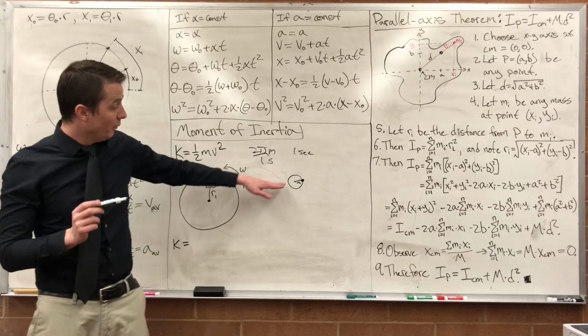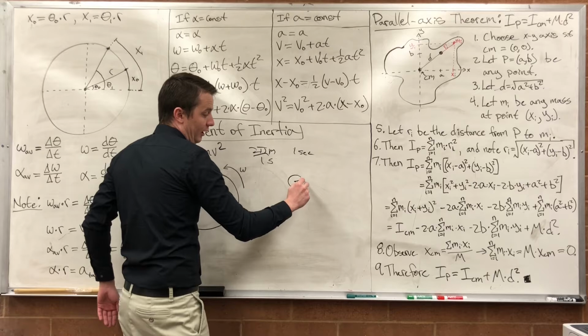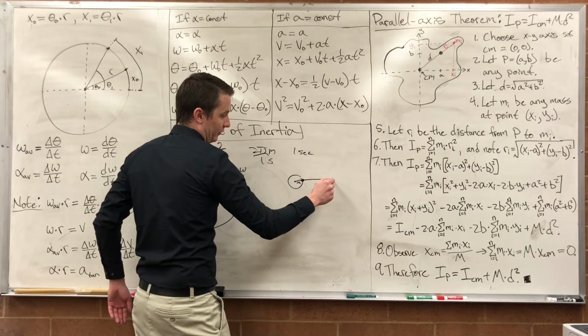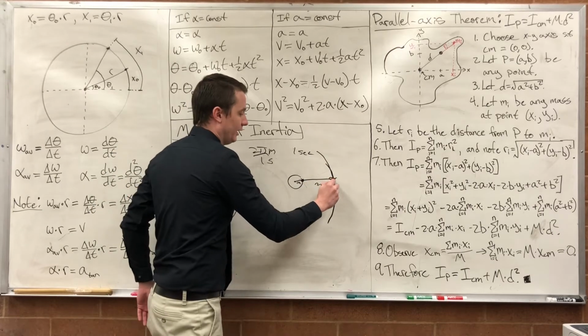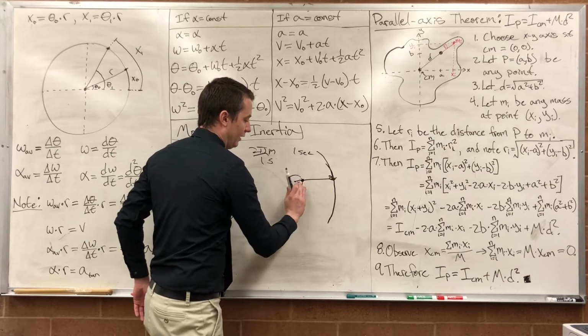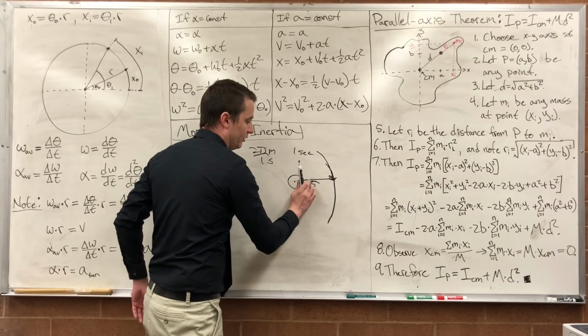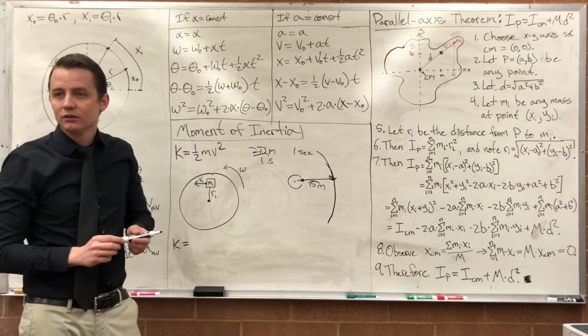Now imagine that I made that merry-go-round bigger. Instead of a 1 meter radius, I suddenly gave it a 5 meter radius. So now here's the outer part of it, and now you're standing out here at 5 meters. And it's still going around once per second.